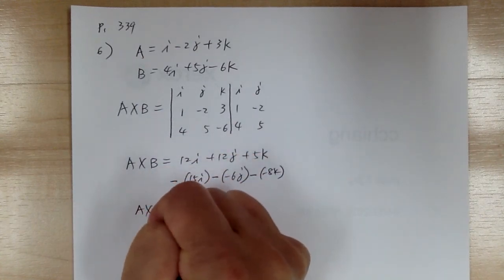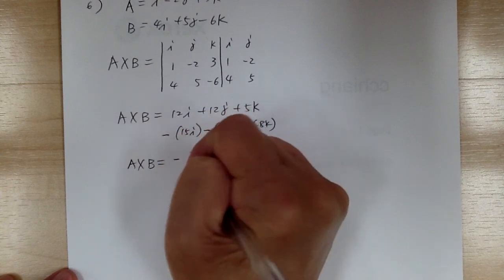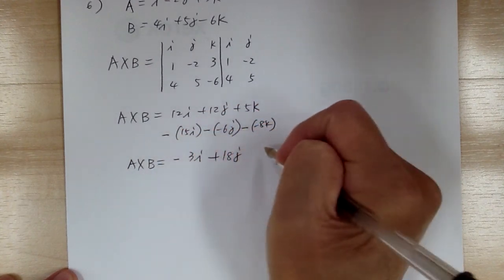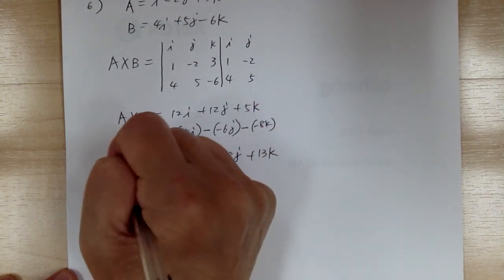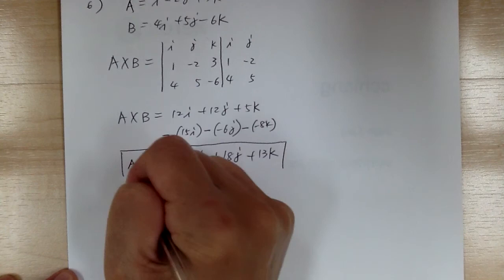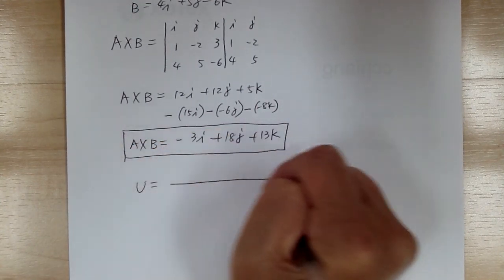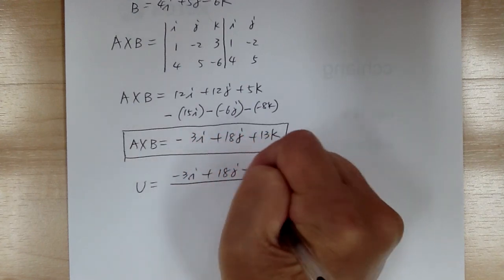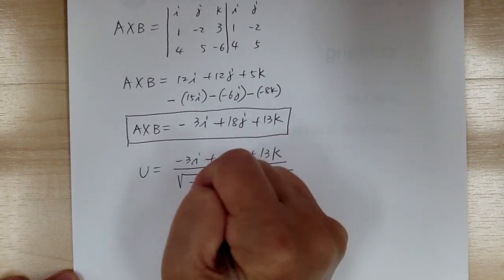So A cross B would be equal to negative 3i, and this would be plus 18j, and this would be plus 13k. So that's the cross product. And the unit vector, you can get your direction first, and then you divide by its length.